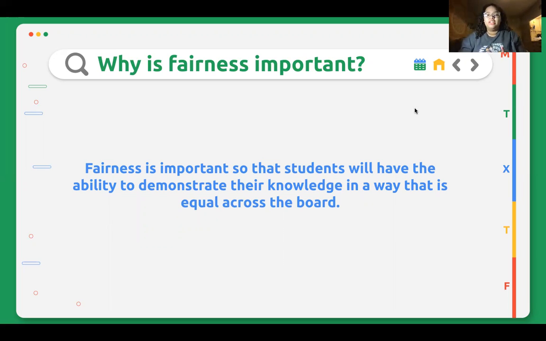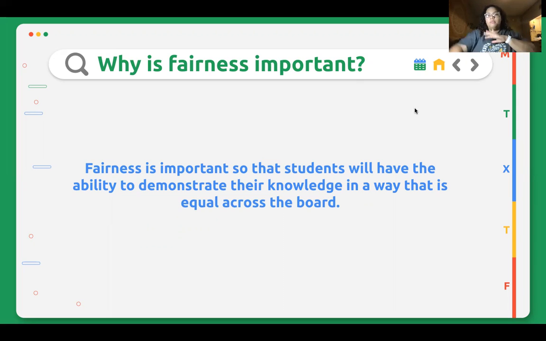It's important so that students have the ability to demonstrate their knowledge in a way that is equal across the board. Your assessment handout does not need to be the same in order to get equal output. If that makes any sense at all. You don't have to put it in the same exact format to get the same results from all the students.